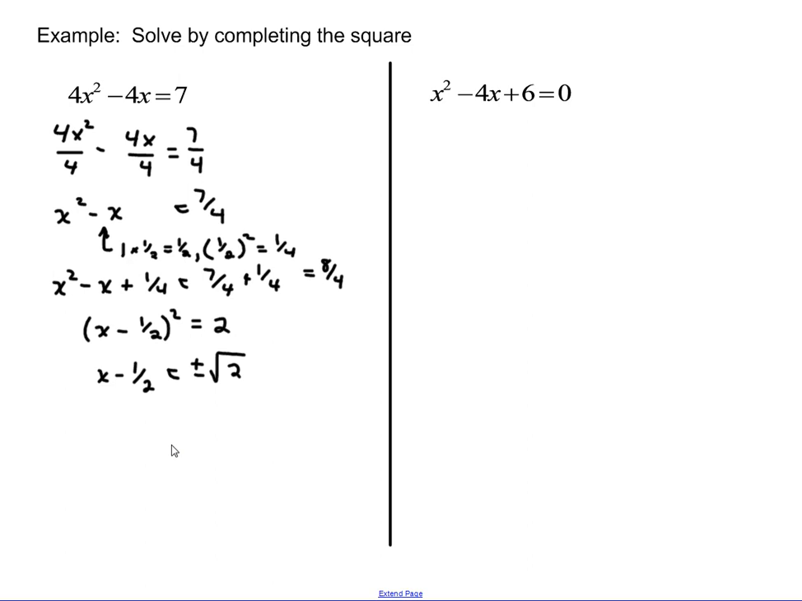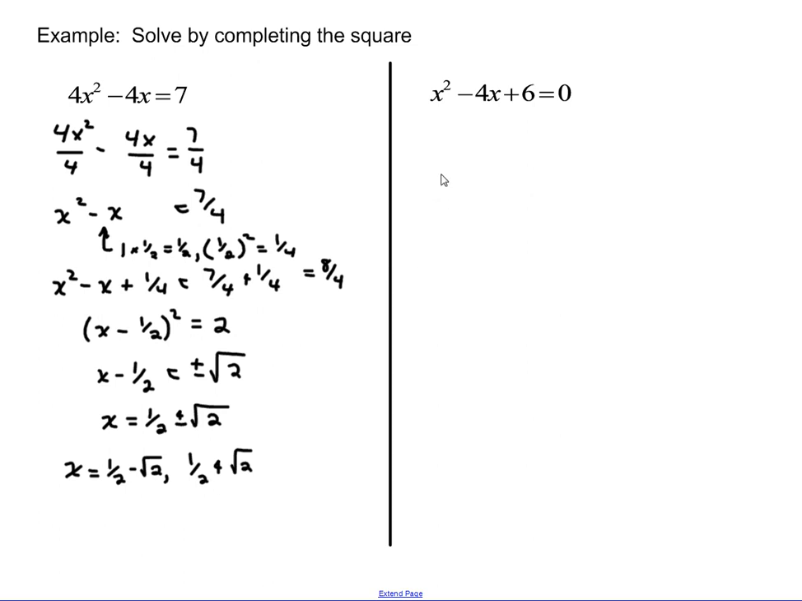Now, the square root of 2 is not reducible. It's an irrational number. So we can't simplify that any further, but we can say that x will be equal to 1/2 plus or minus the square root of 2, which is actually two answers. If we were to write it out, we would be saying 1/2 minus the square root of 2 is one of our solutions, and 1/2 plus the square root of 2 is our other. Okay, so that's our first one over here.